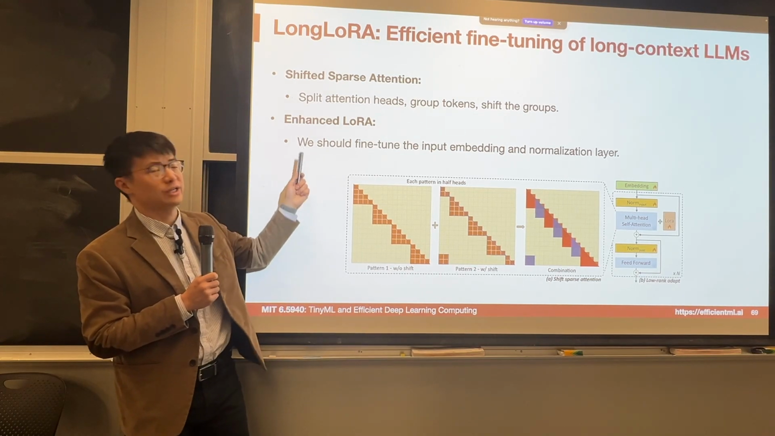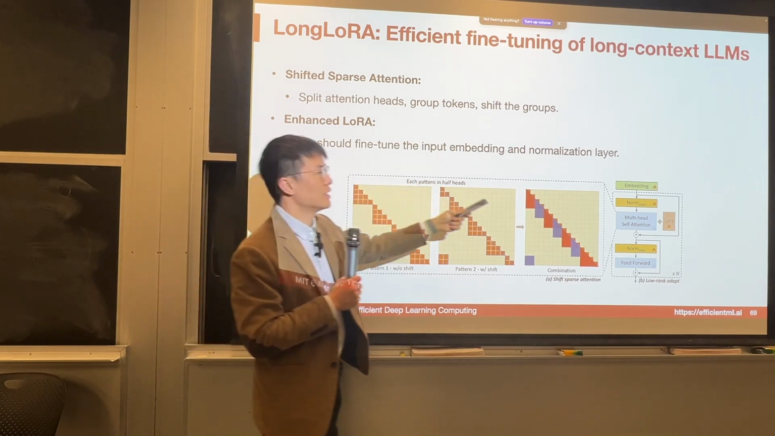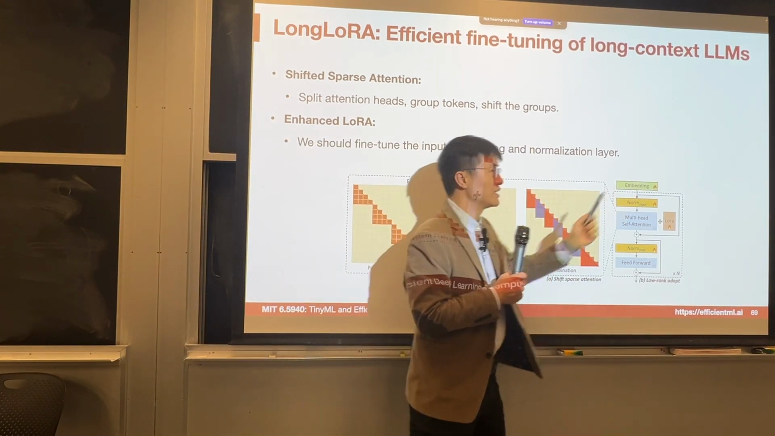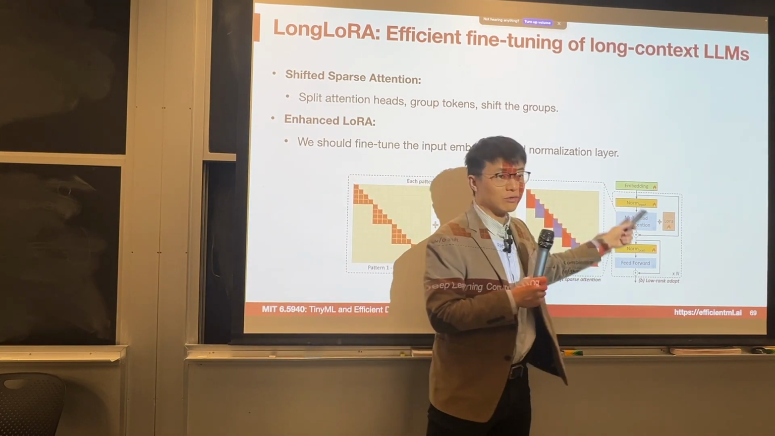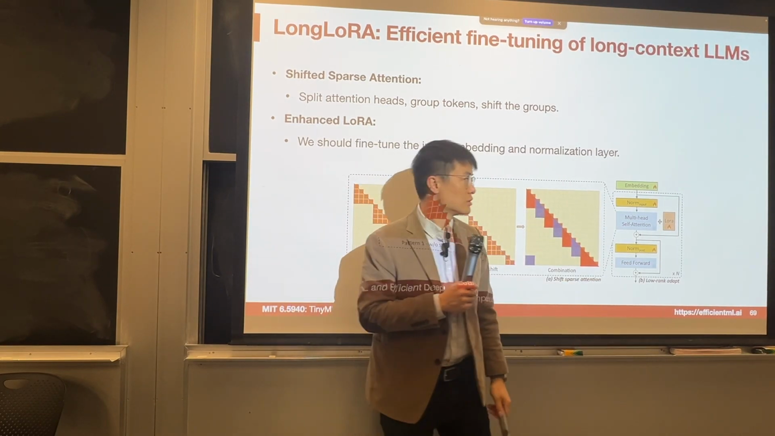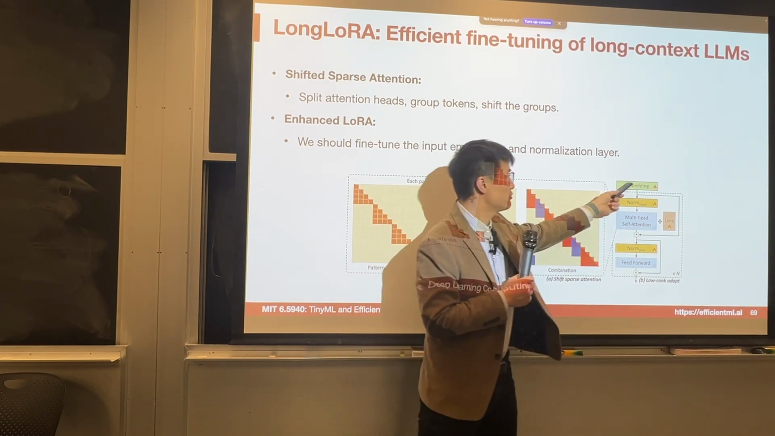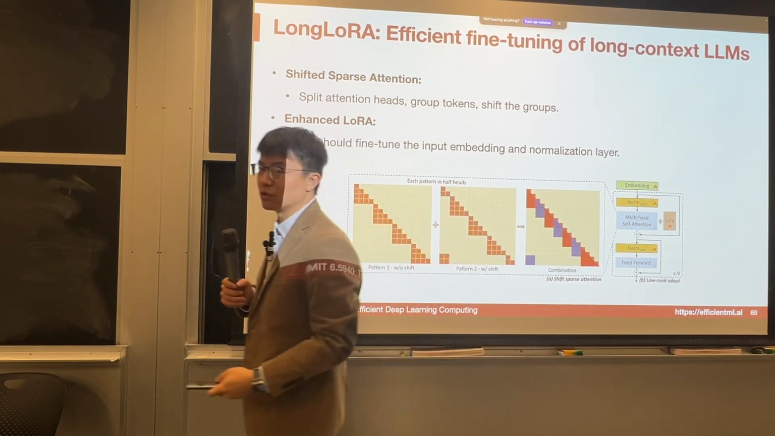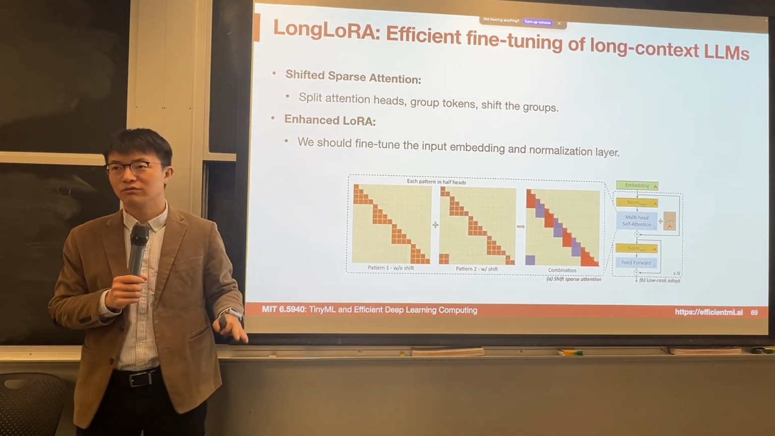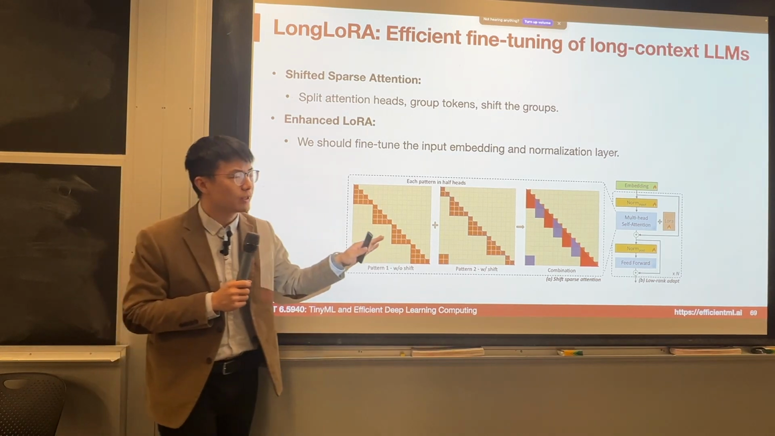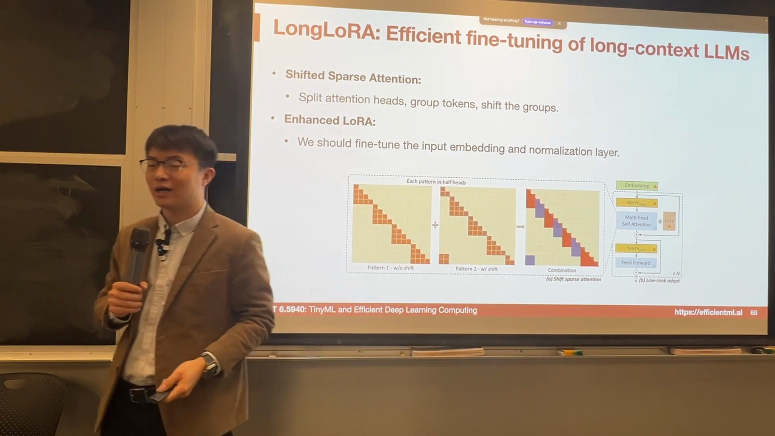The second idea is enhancing the LoRA. We also want to fine-tune the input embedding layer and also the normalization layer. The normalization layers are very cheap to fine-tune. So not only fine-tune the side branch, this LoRA branch, but also fine-tune the embedding and normalization, which is proven to be very helpful. Without that, even fine-tuning the full network doesn't quite converge well for the long context scenario.